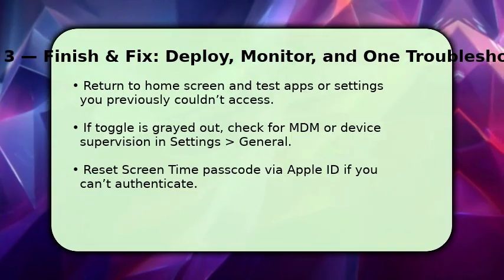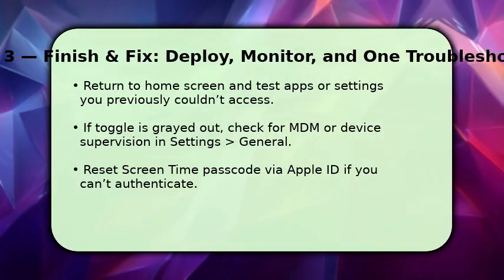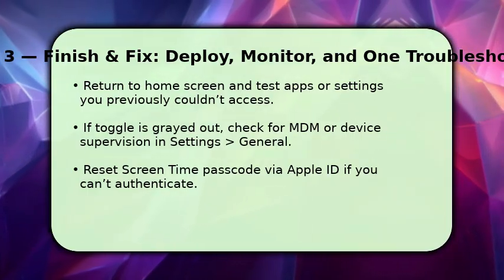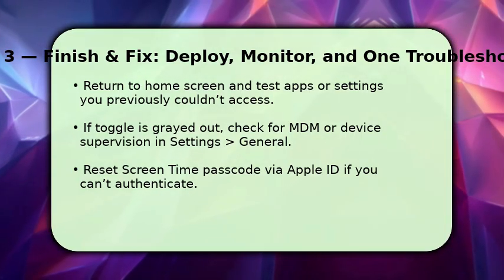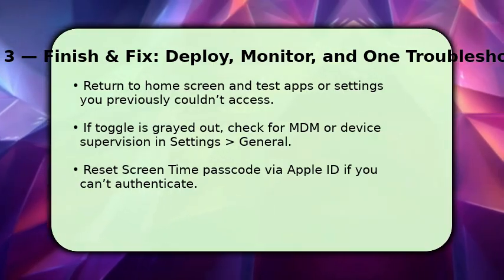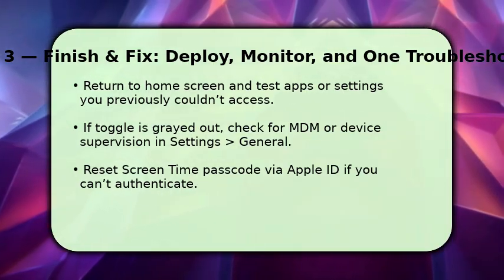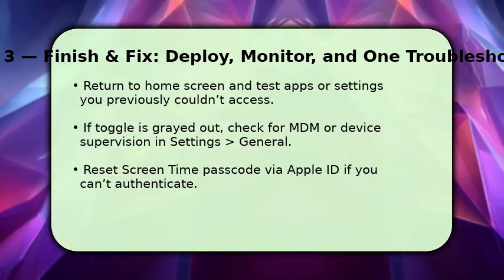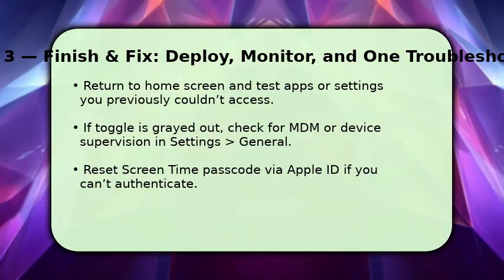If the toggle is grayed out, make sure the device isn't supervised or managed by a company profile. Check Settings, General, VPN, and Device Management. If you can't authenticate because you forgot the screen time passcode, use the Reset option with your Apple ID or contact the device administrator. This resolves most lockouts.